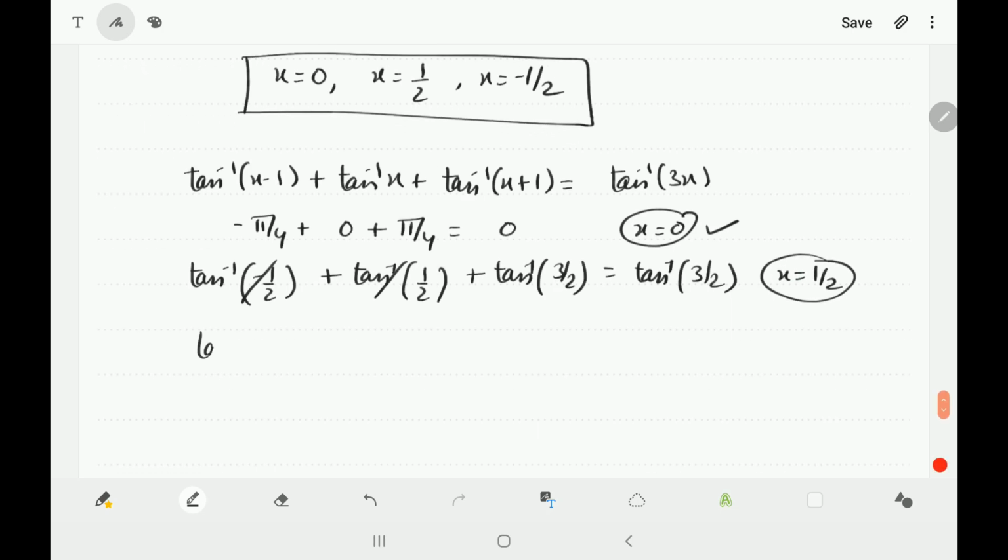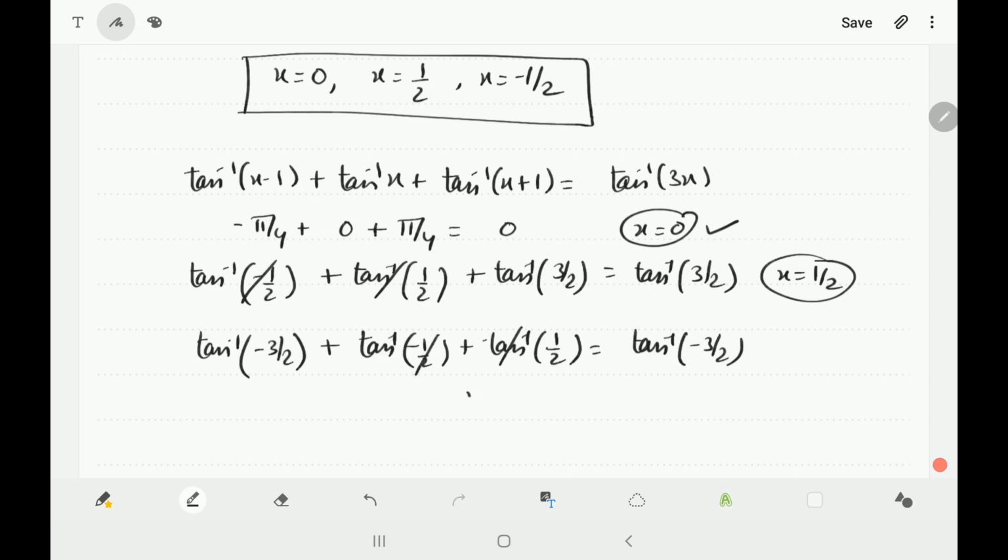For x equal to minus half, we will have tan inverse of minus 3 by 2 plus tan inverse of half plus tan inverse of 3 by 2. Okay, we have to put minus half actually, so minus 3 by 2, this will be minus tan inverse of minus half here. I'll just write it again, tan inverse of minus half plus tan inverse of 1 minus half will be half. Okay, on the right hand side we will be having tan inverse of minus 3 by 2. So again these two terms will cancel out, and it is also satisfying. So x equal to minus half is also satisfying this equation.